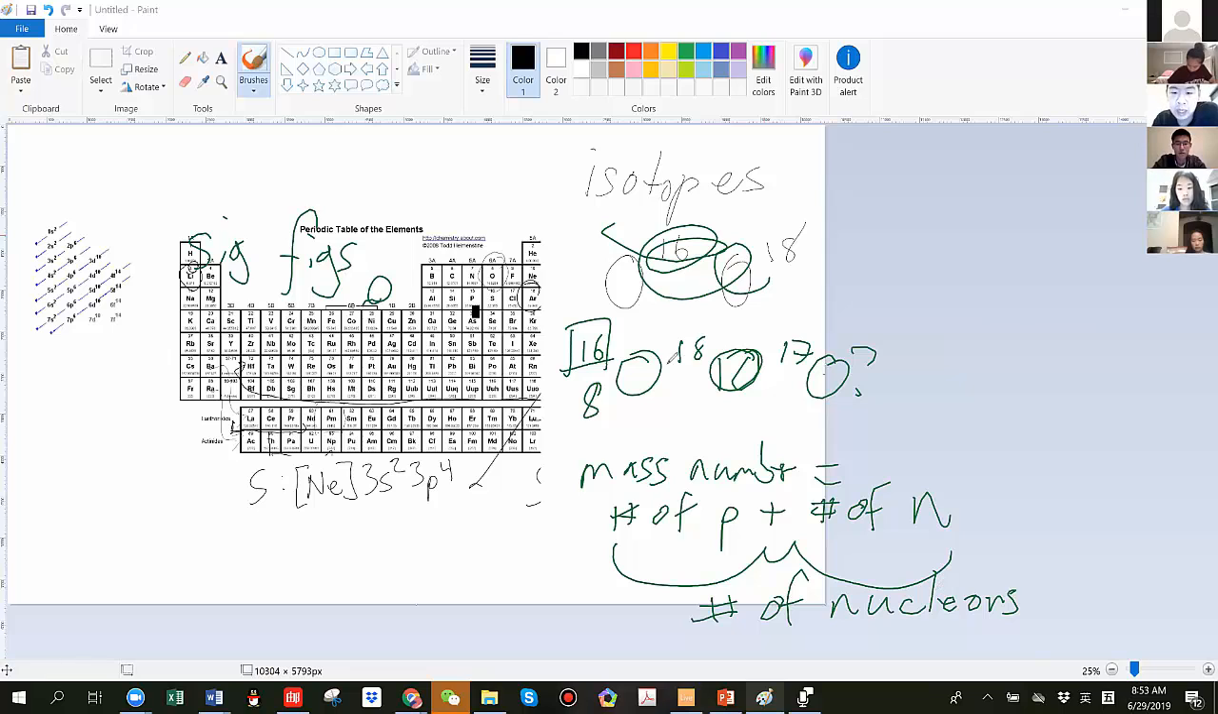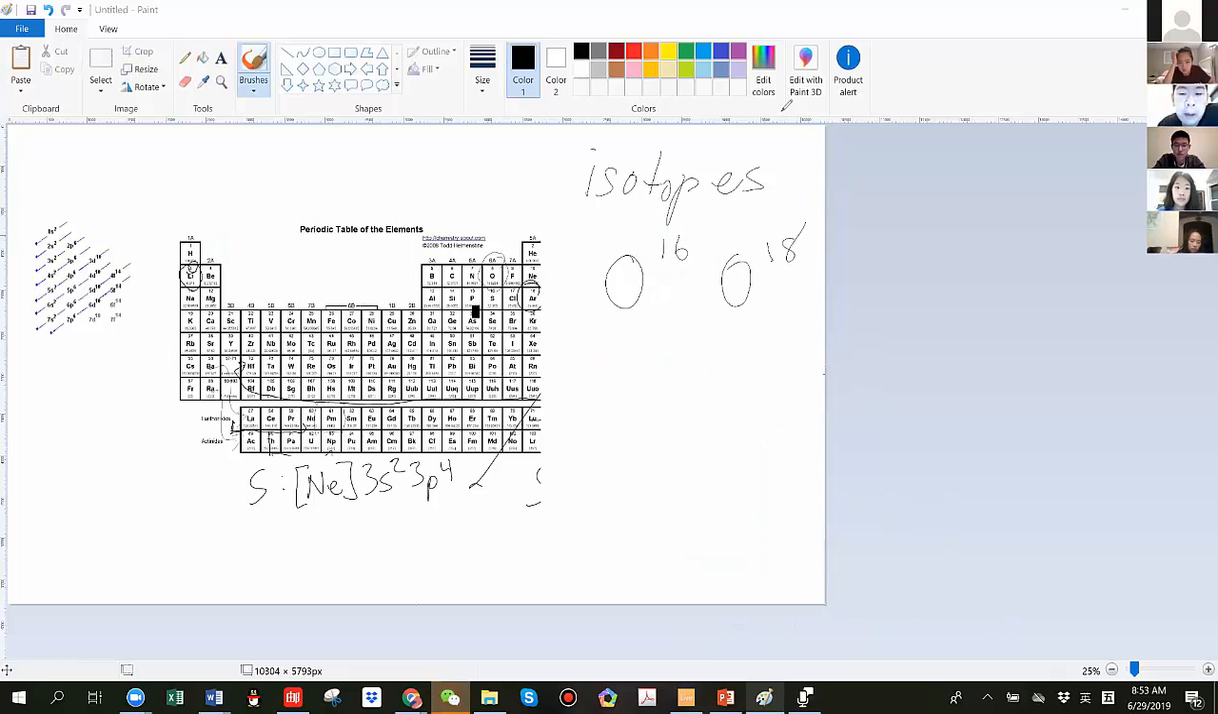Can someone tell me how many neutrons are in an atom of oxygen 18? We're looking for the number of neutrons, right? Great. We simply take the mass number and subtract the number of protons. Let me clear all of this. Okay, let's do another example.